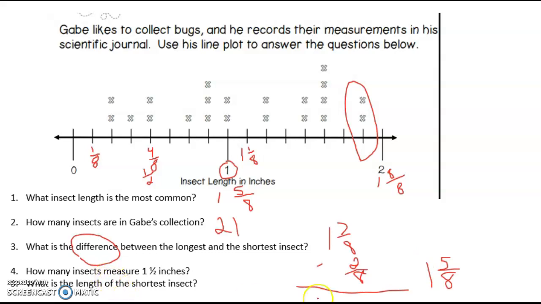By the way, you should have this equation written, and when we debrief, you should have it ready to go over. How many insects measure 1.5 inches? Remember earlier I said that was important. Actually, no, I'm sorry, 1.5. This is just a half. We need 1.5. So we need to go to the whole number 1 and then a half. So we need 4/8. 1/8, 2/8, 3/8, 4/8. So this is 1 4/8, or 1.5.